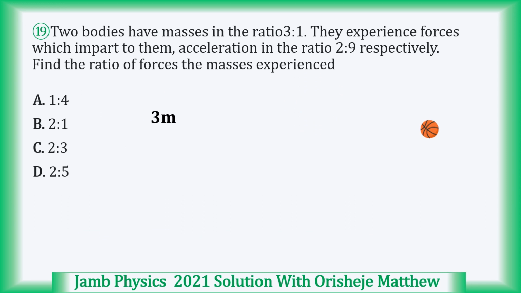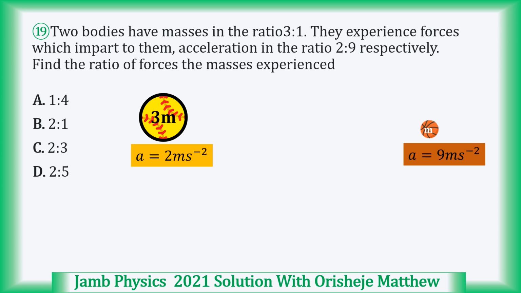Question 19. Two bodies of masses with the ratio 3:1 experience forces imparted to them, with accelerations in the ratio 2:9 respectively. Find the ratio of the forces the masses experience. So you have this mass 3m, then you have the other mass 1m. The ratio of the masses is 3:1, so you already know that. And then the acceleration on the first one is 2 meters per second squared, while the acceleration on the second one is 9 meters per second squared.